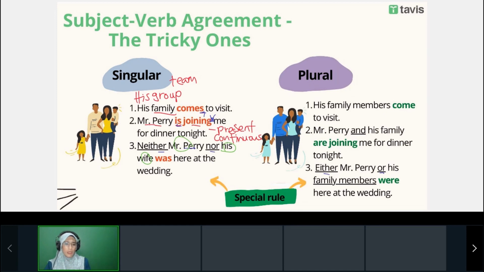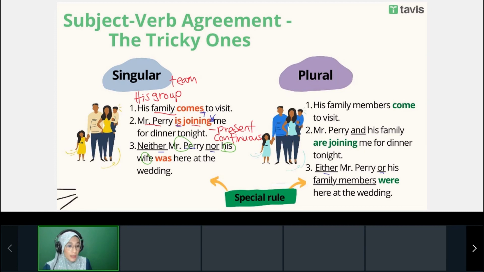Just now I said more than one should be plural, right? Should be plural. But you have to know that when it comes to the word neither nor or either or, actually, either one. You choose which one is which. It's like a choice. Okay, so here we have a choice of neither.